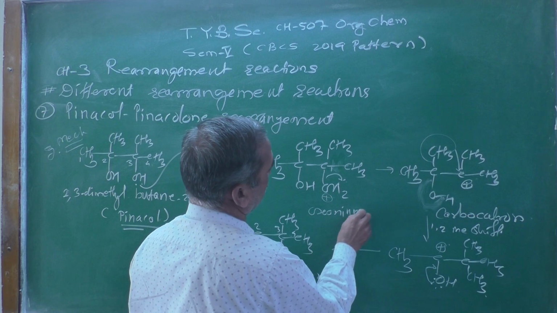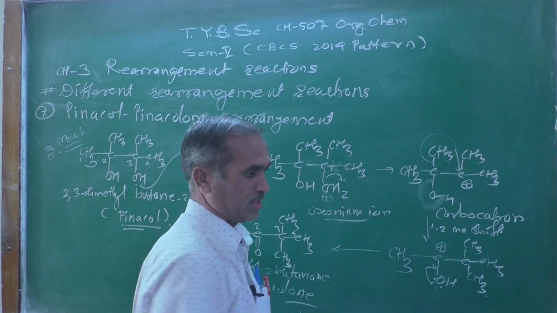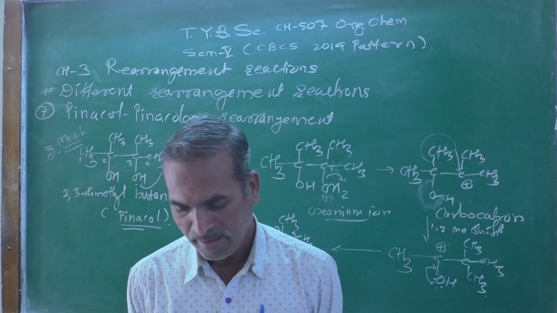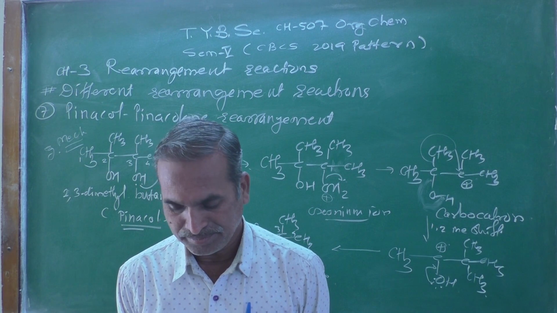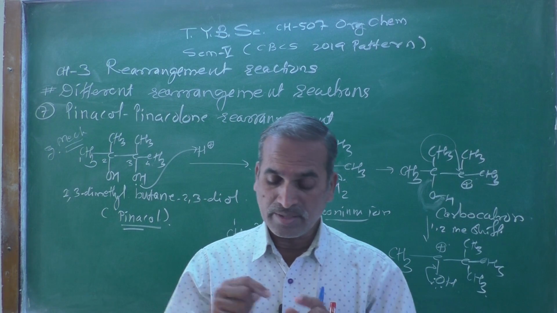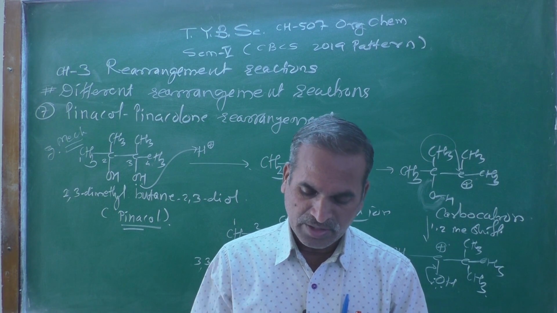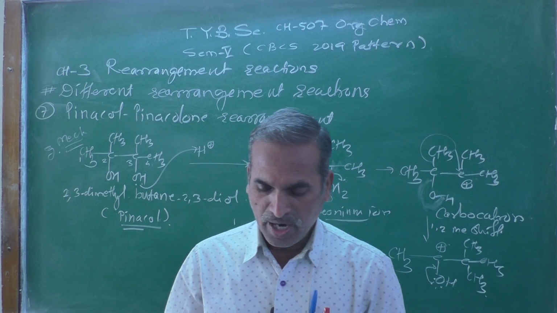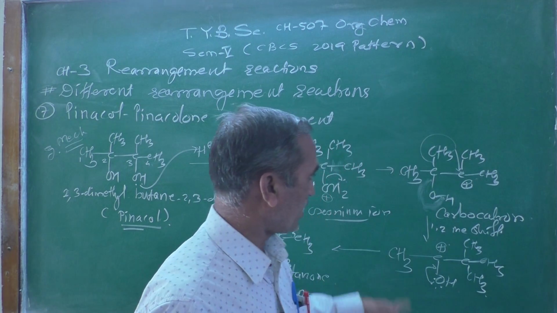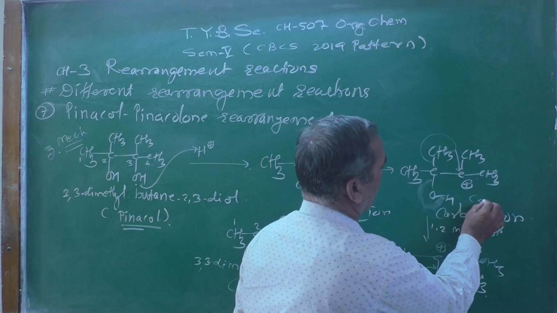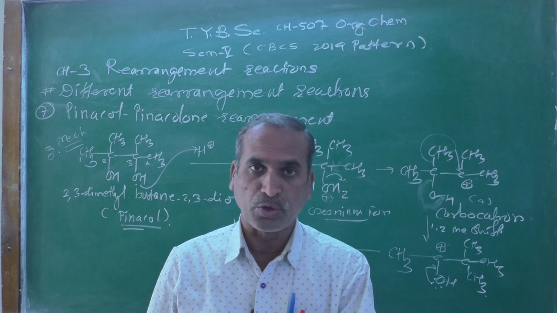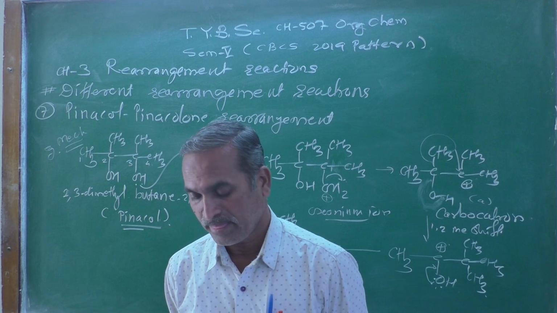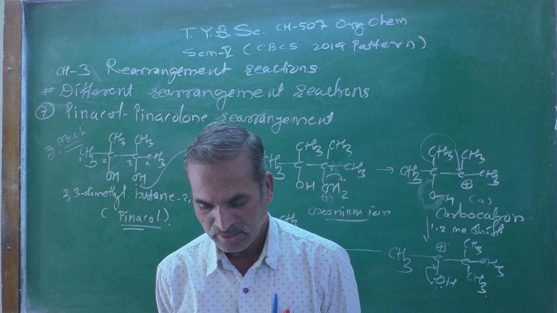This is the oxonium ion form. Then in the second step, what is happening? This is followed by loss of water and formation of a carbocation, which is shown in figure A. That is the second point you can remember here.